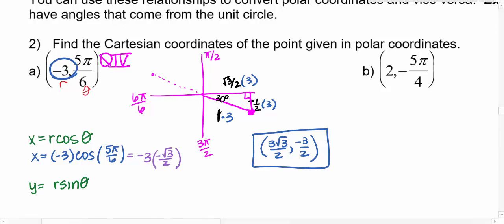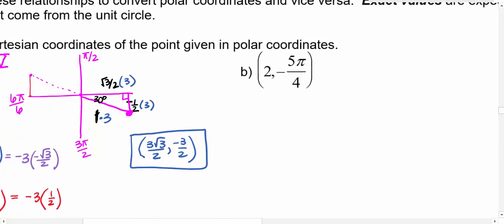And then the same thing would occur for y. Y equals negative 3 sine theta, which is 5 pi over 6. And so that would be negative 3 times positive 1/2, because if you're up here in the second, your y value would be positive. So I get the same answer either way. I just think that sometimes we get stuck on memorizing formulas, and this is not anything new.